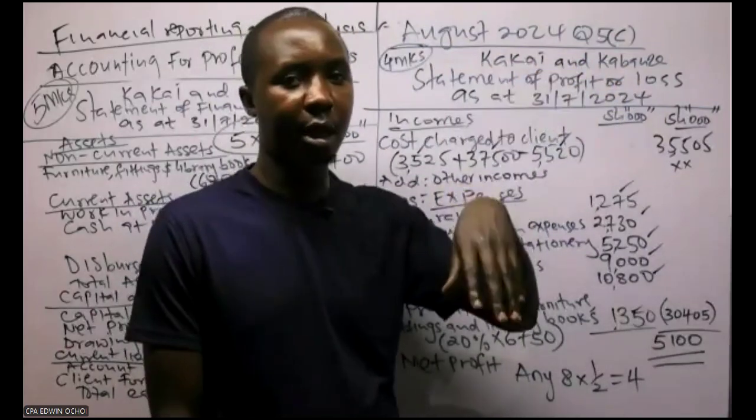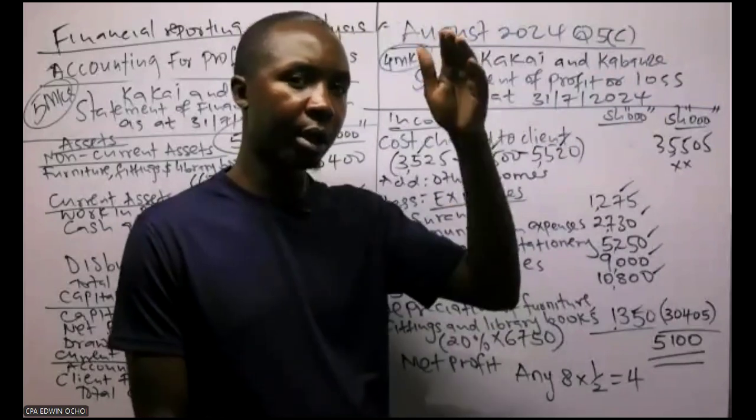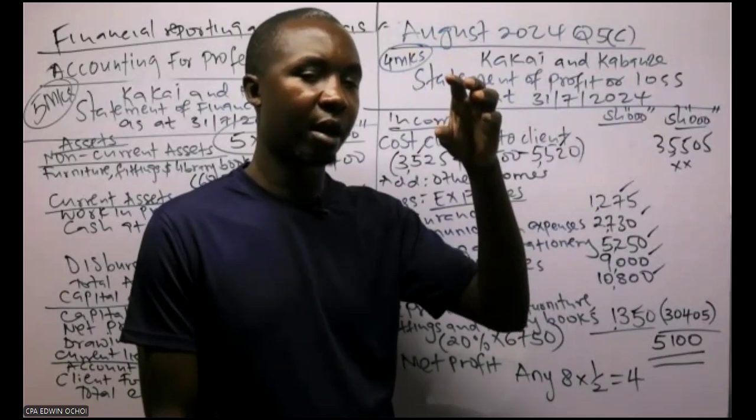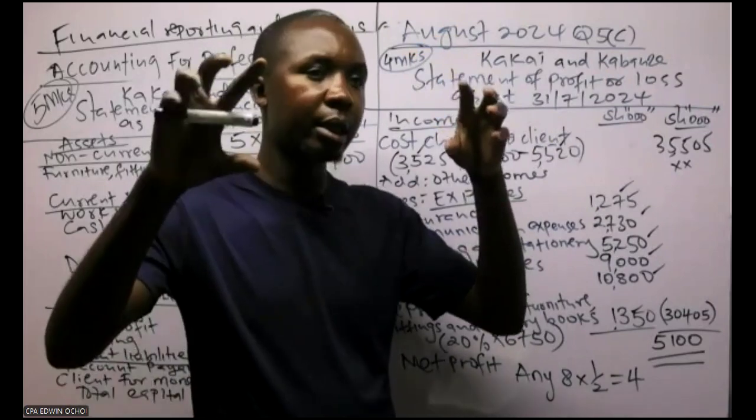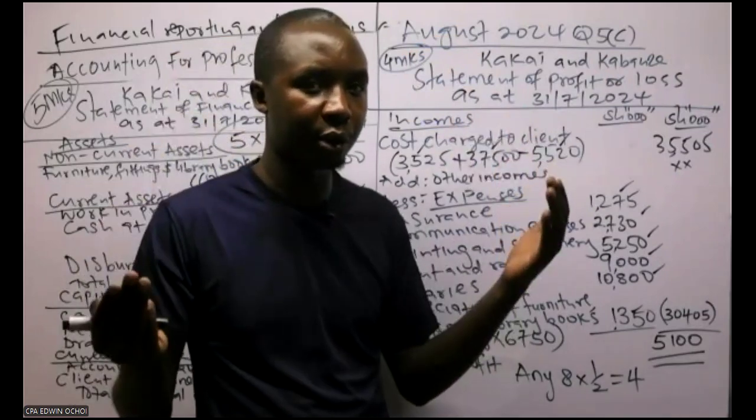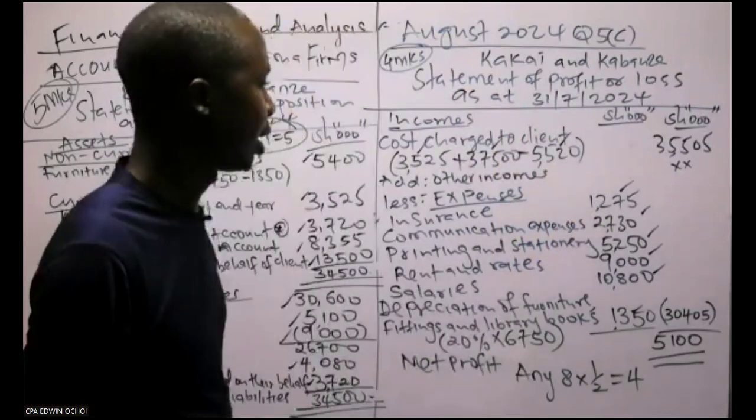Then we prepare the client's account. We check on the debit side what the client owes the firm. Credit side, what the client has paid, so that the balancing figure is the amount outstanding. Go ahead and ask your question.